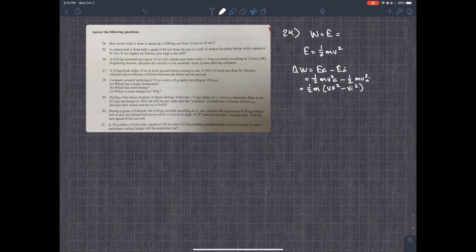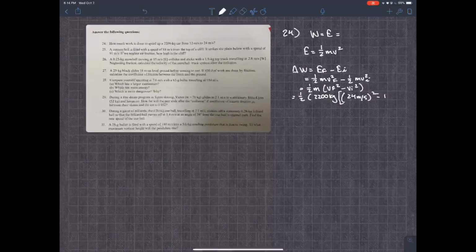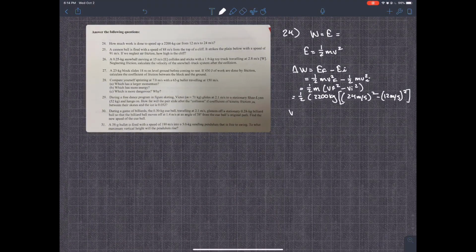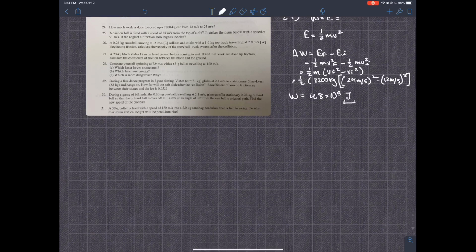So for this example, we have half times 2,200 kilograms, and in another bracket, 24 meters per second squared minus 12 meters per second squared. And if we have that, we get a final answer of 4.8 times 10 to the power of 5 joules. That will be our unit of measure for energy and work. So that gives us our first question. Then we can go and try question number 25.